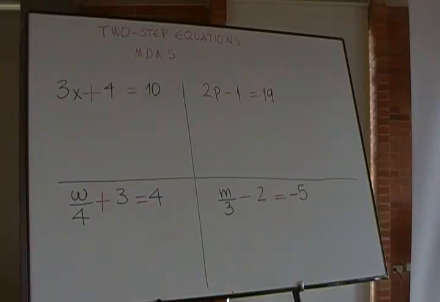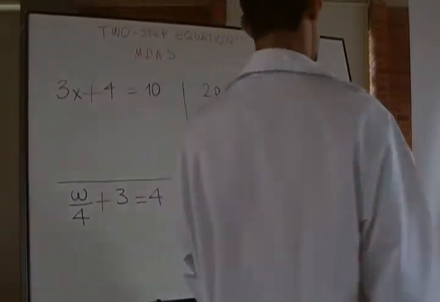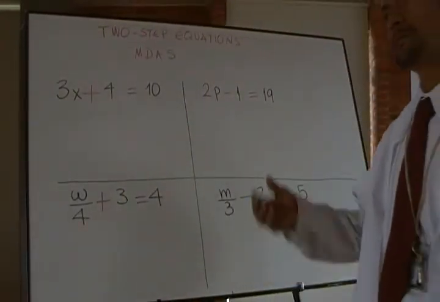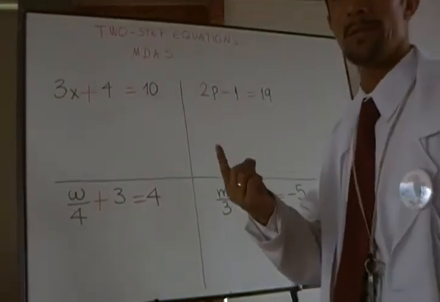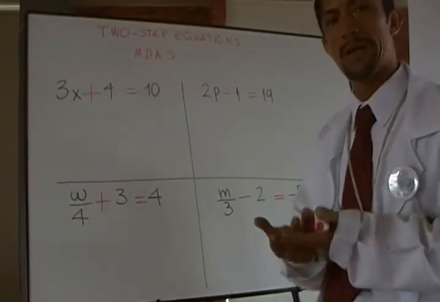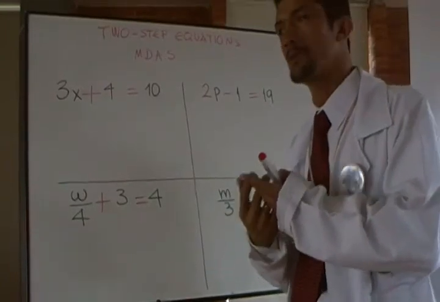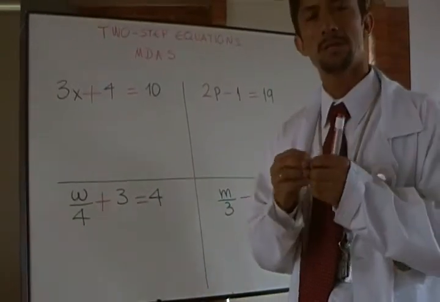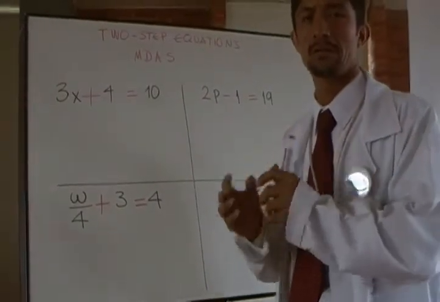Here we have some examples of two-step equations. The equations we are used to solving mentally are called one-step because they only include one operation. So you know that the inverse operation of multiplication is division, the inverse of division is multiplication, the inverse of addition is subtraction, and the inverse of subtraction is addition.